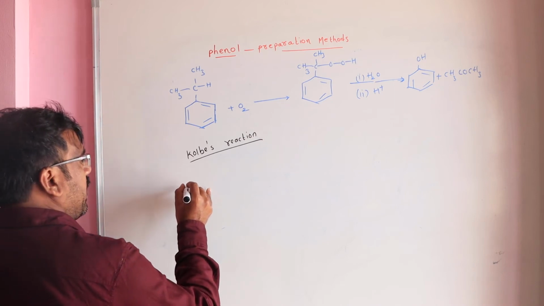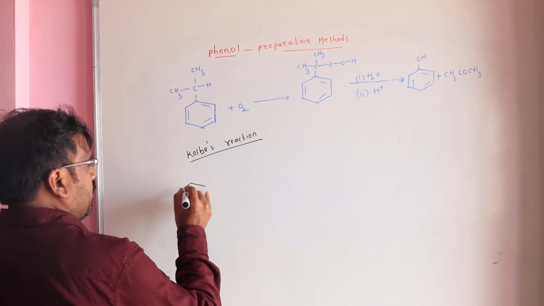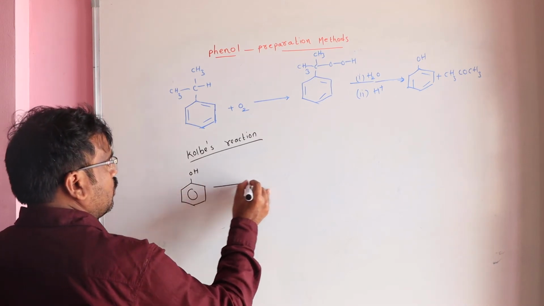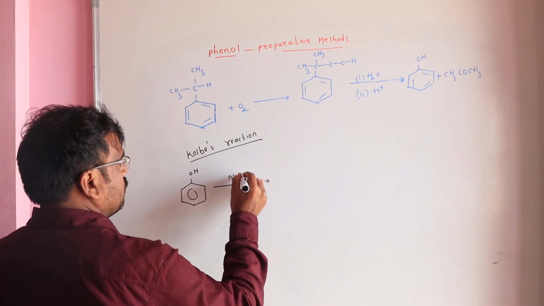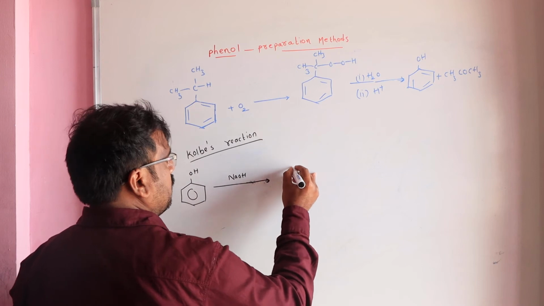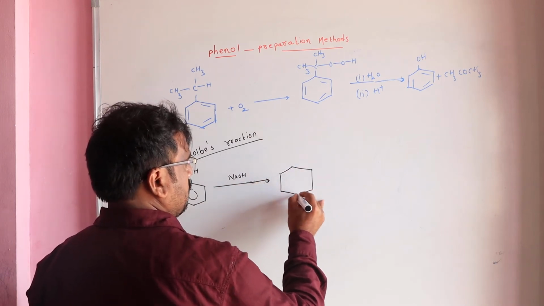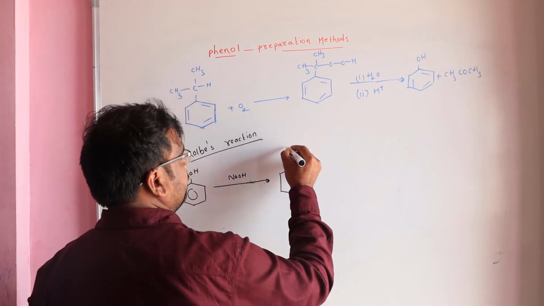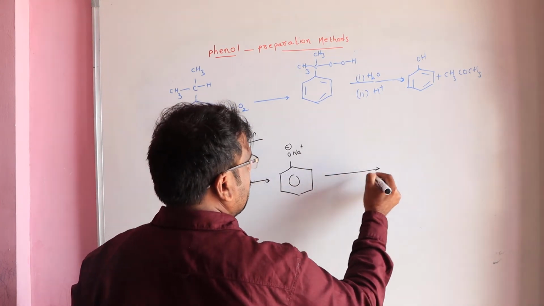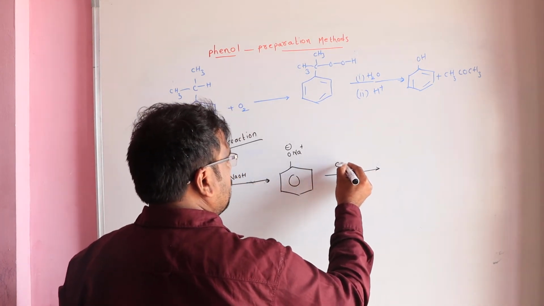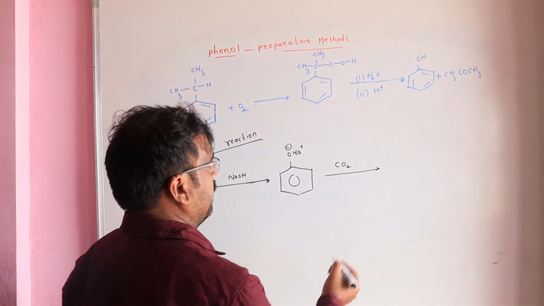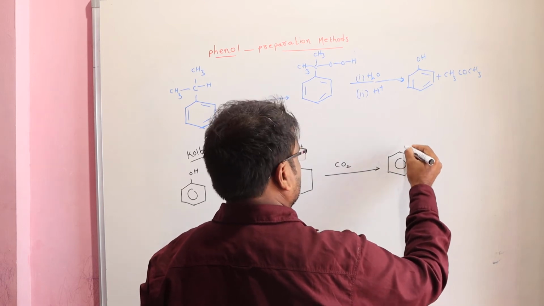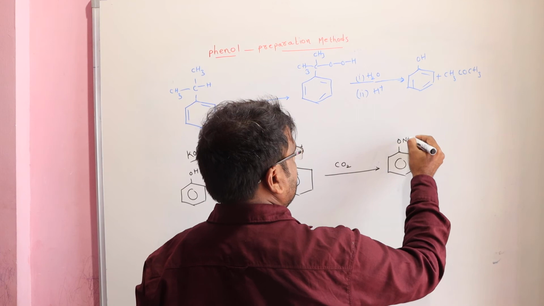What is the Kolbe reaction? Just concentrate. Whenever our phenol is treated with sodium hydroxide, NaOH, what will we get? We will get sodium phenoxide. This sodium phenoxide, when reacted with carbon dioxide, CO2, which is an electrophile, then what will we get? We will get this product.